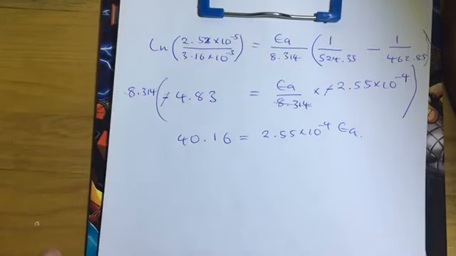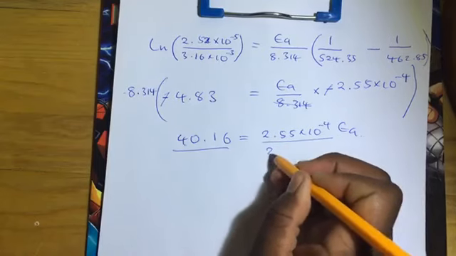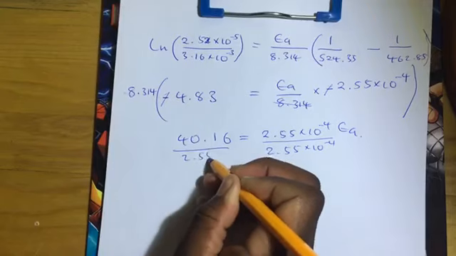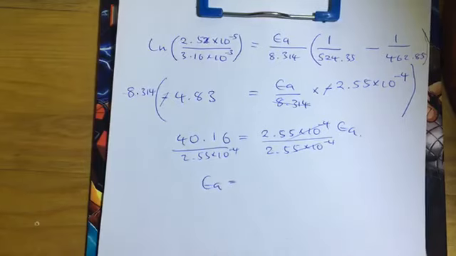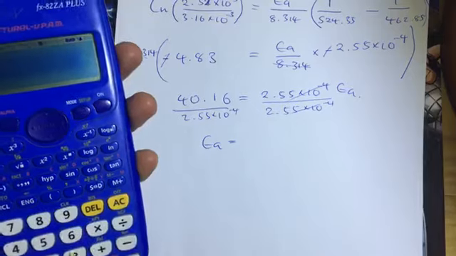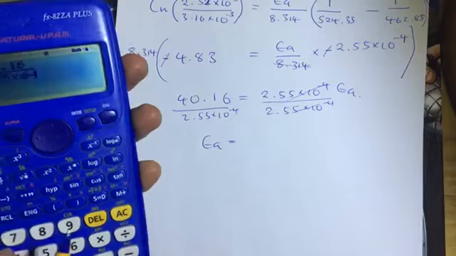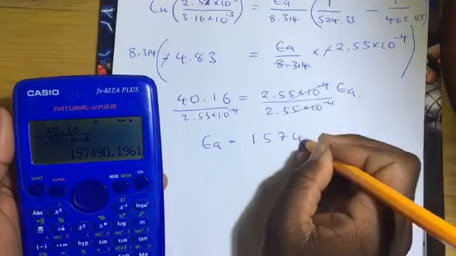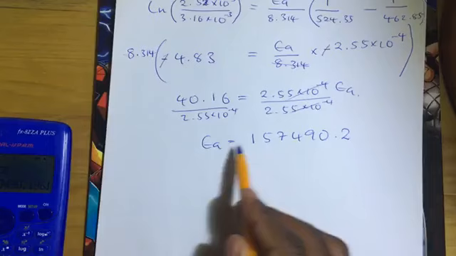This is just algebra. I'm trying to make EA the subject of the formula, so I'll divide both sides by 2.55 times 10 to the power negative 4. So that cancels out, and EA, the activation energy, is going to be 40.16 divided by 2.55 times 10 to the power negative 4. Easy stuff. So that is 157,490.2. What do you think are the units for EA?